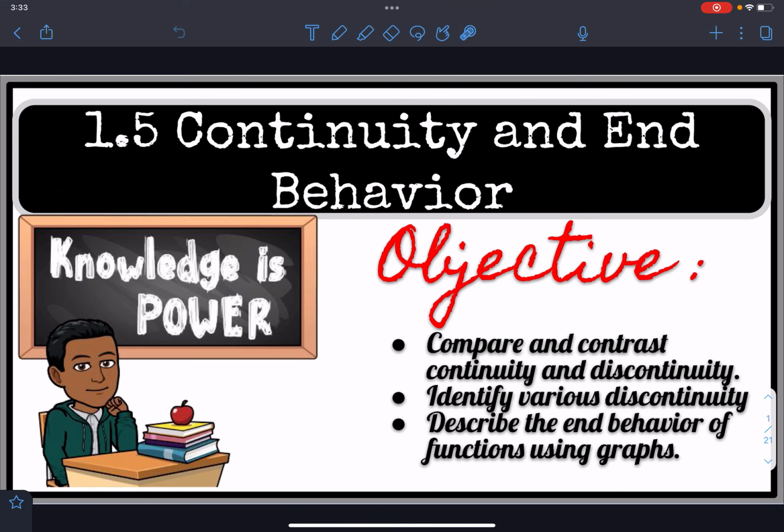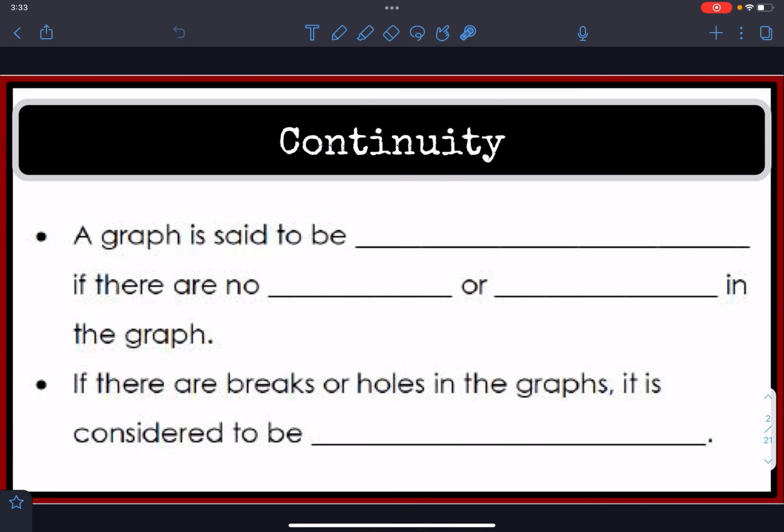Hello, in this video titled Continuity and End Behaviors, you will learn how to compare and contrast continuity and discontinuity, know the difference of those, identify various types of discontinuities that exist, and also describe the end behaviors of functions using graphs. So let's begin first with the difference between continuity.